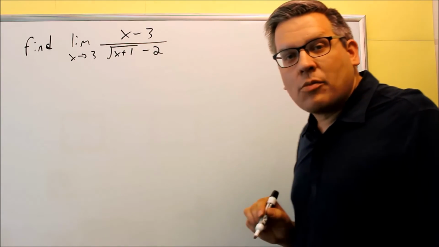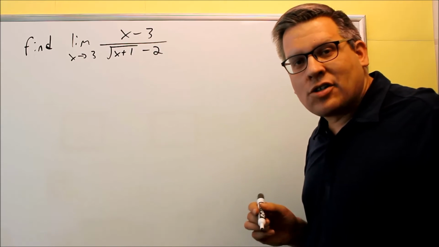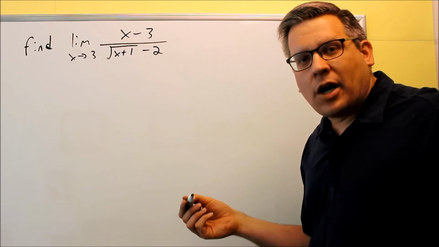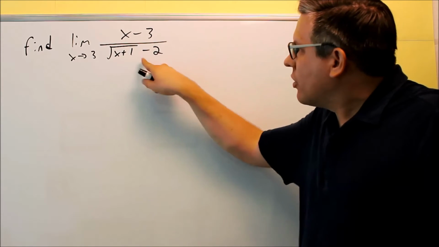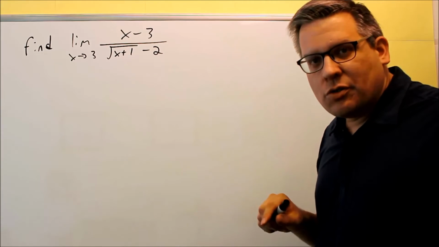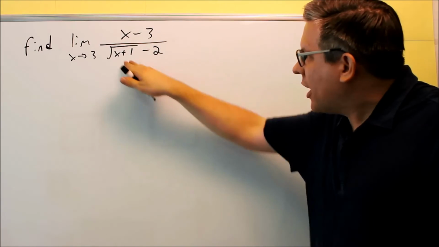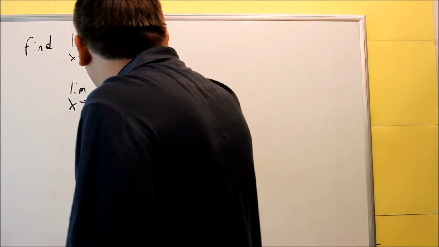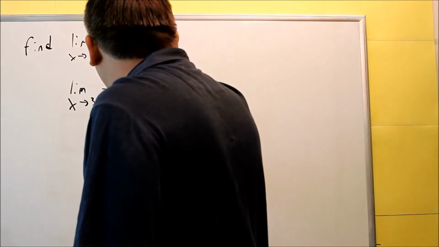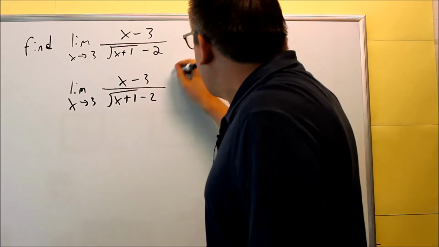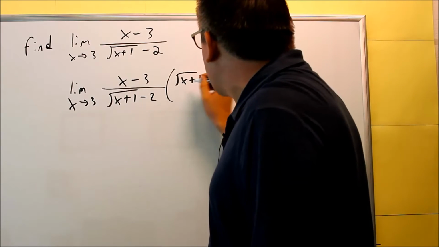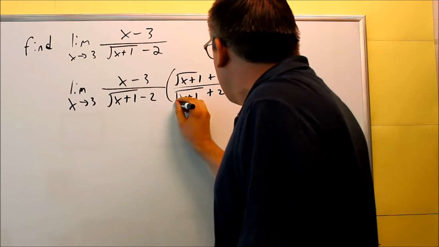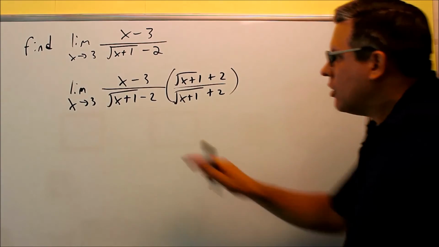The technique for these kind of problems, you'll multiply top and bottom by the conjugate. Now it doesn't matter if you got the radical on the bottom or if you have it on the top. We're still going to multiply by the conjugate, top and bottom. The conjugate of this would be this with a plus 2. So top and bottom here, we're going to multiply by the conjugate of this one. So let me rewrite this. And we're going to take this and multiply it by the conjugate. The conjugate is the square root of x plus 1 plus 2, top and bottom.